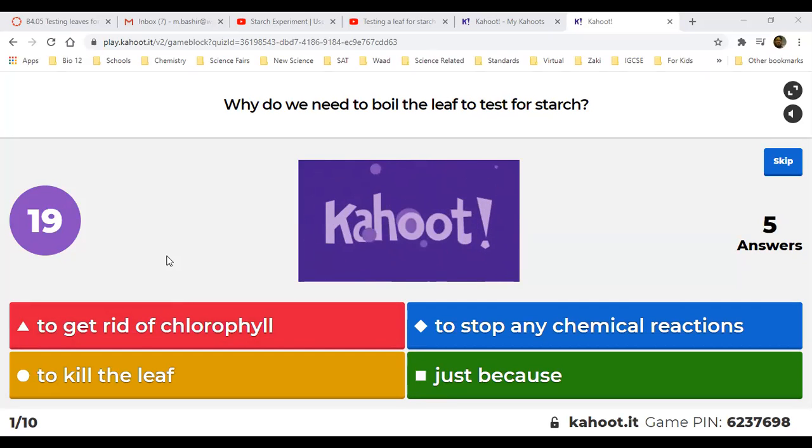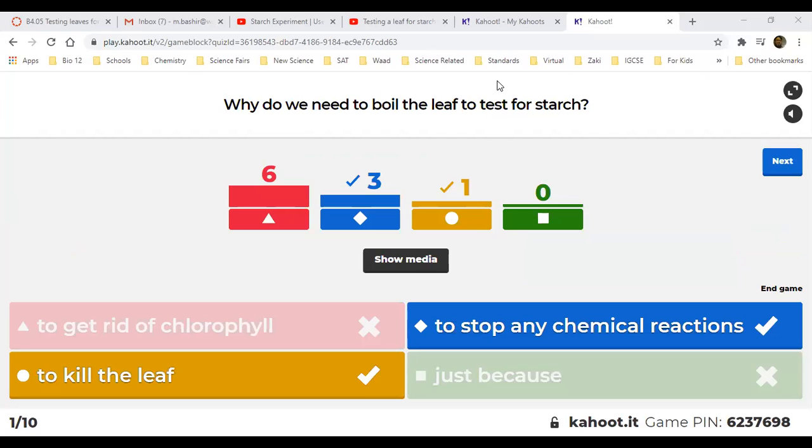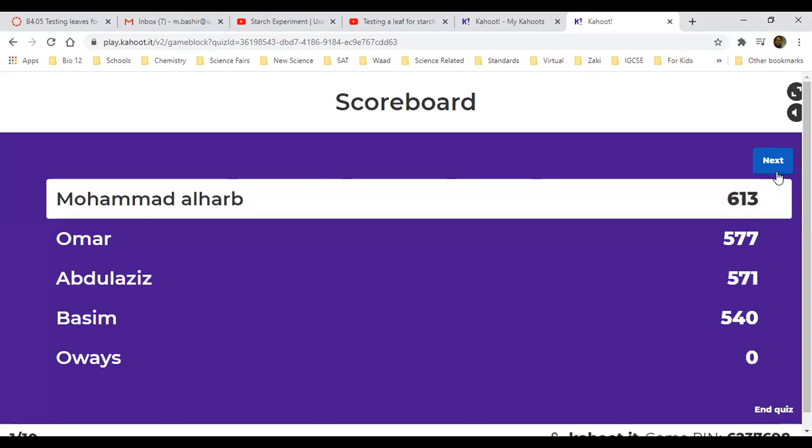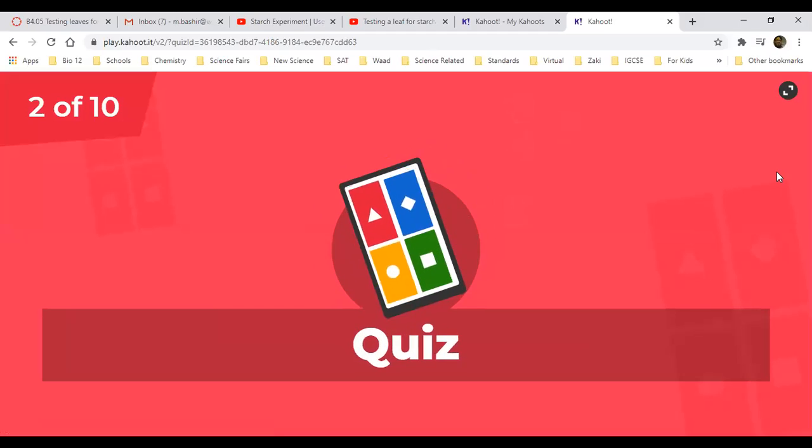Why do we need to boil the leaf to test for the starch? To get rid of the chlorophyll, to kill the leaf, to stop any chemical reactions, or just because we want to do it. Thank you. The right answer was to stop any chemical reactions going on. And even if you chose to kill the leaf, both are considered correct. We are stopping the chemical reactions by denaturing the enzymes. So good score, good work.